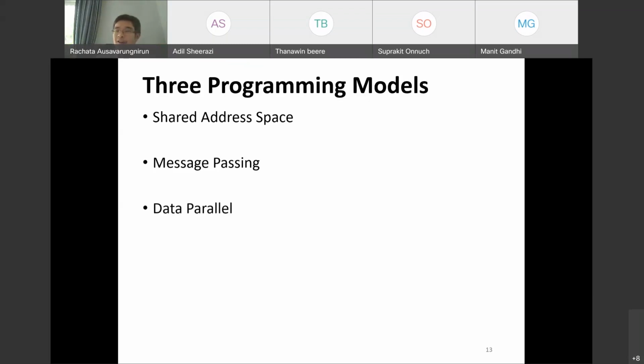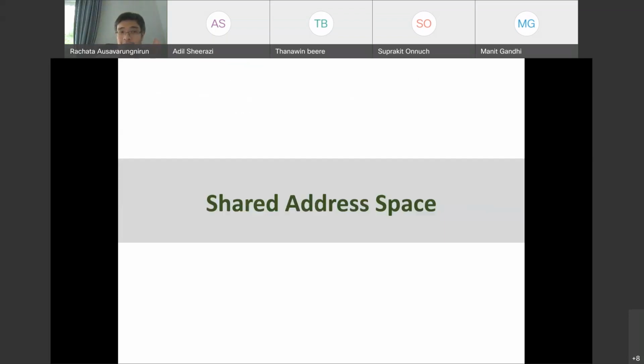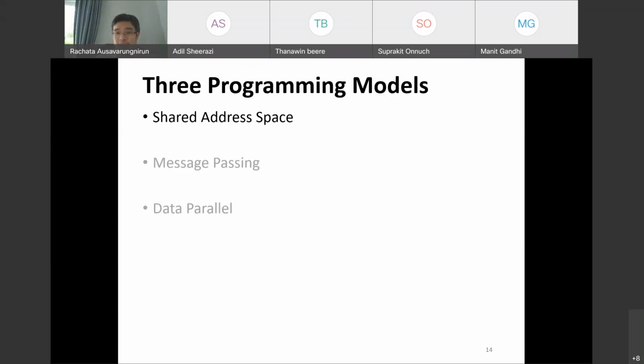And the last one is common on the GPU, right? It's called the data parallel model. And today we will focus on the shared address space. Today we'll cover the first one. Next week, I'm going to talk about message passing, and I'm going to talk about data parallel, and then we'll kind of wrap it up with how the GPU exploits data parallelism and makes it really fast, right?